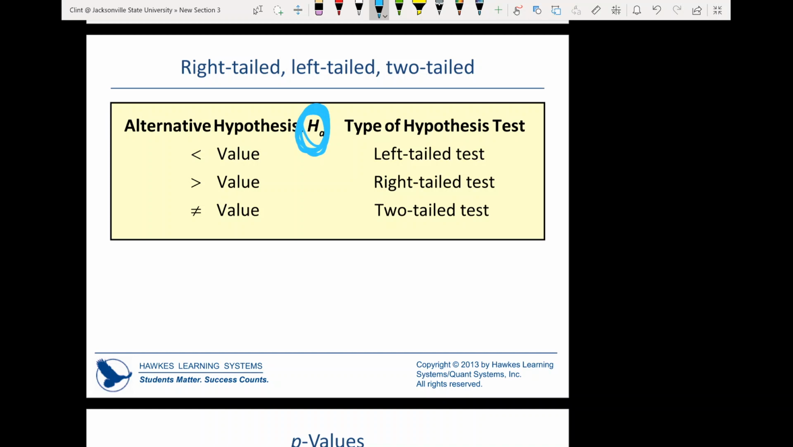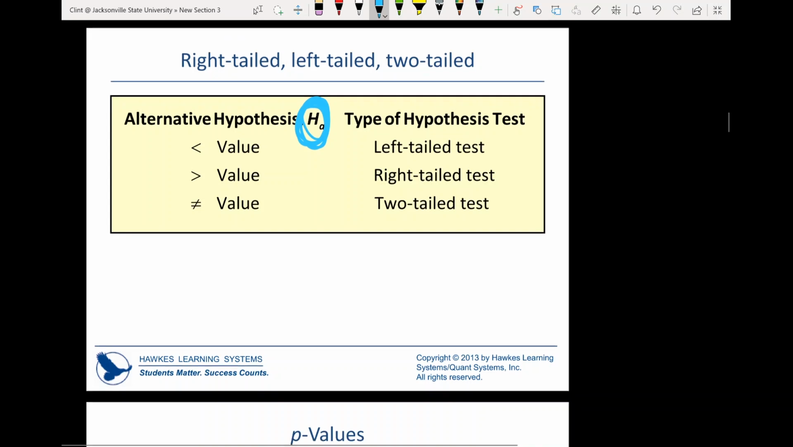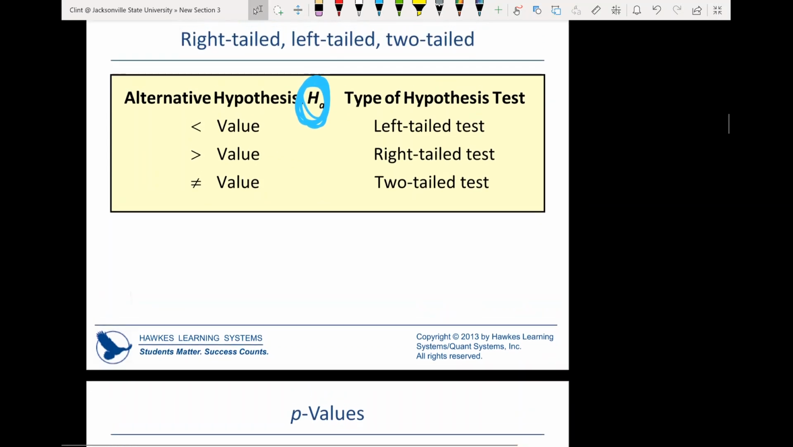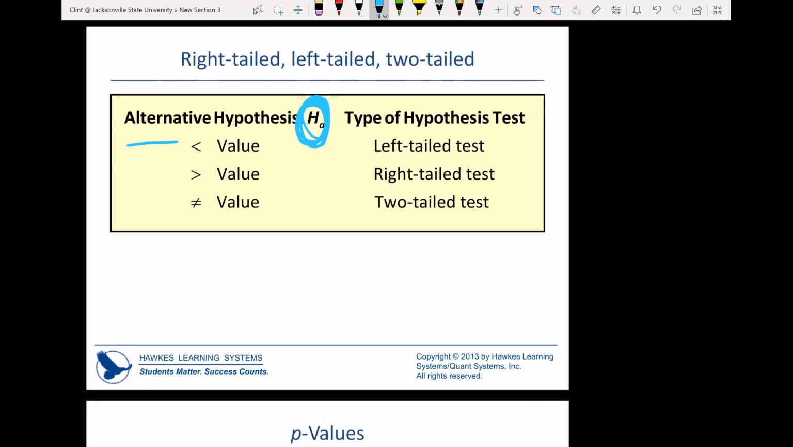Once we have the hypotheses picked out, the alternative hypothesis is where all the action happens. That's the one we're going to be focused on. It's really easy to figure out which type of test we're doing, because the alternative hypothesis only has three symbols that we can have. If it has a less than symbol, we're going to be doing a left-tailed test. We can remember that because if we make an arrow out of less than, it points to the left, so this is a left-tailed test.